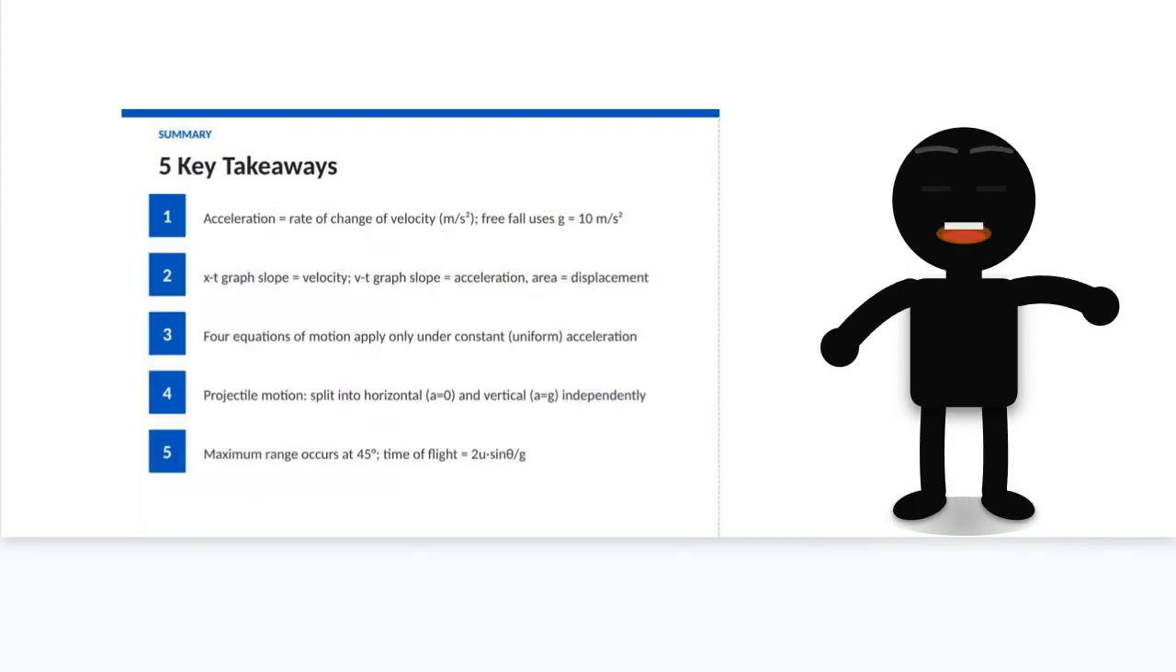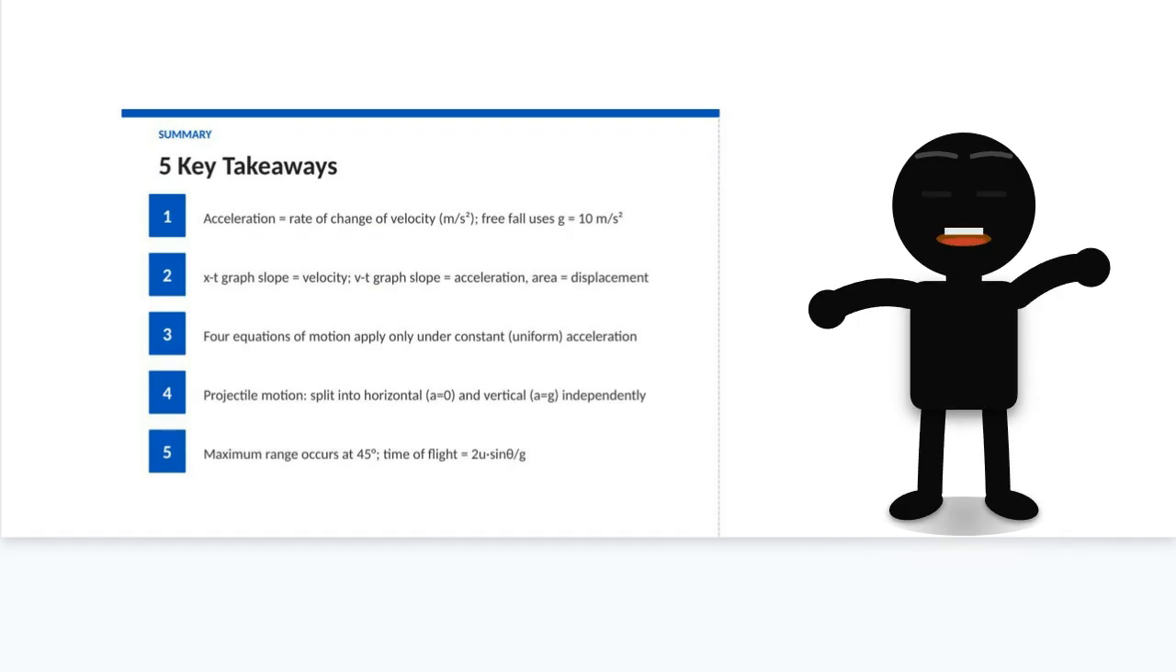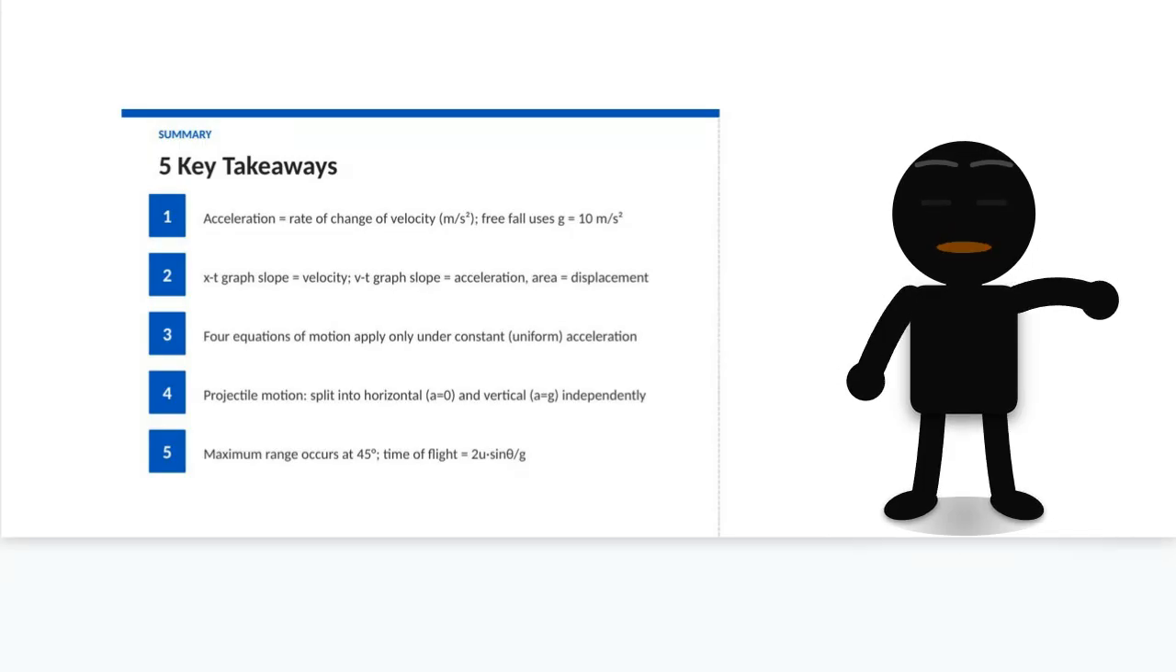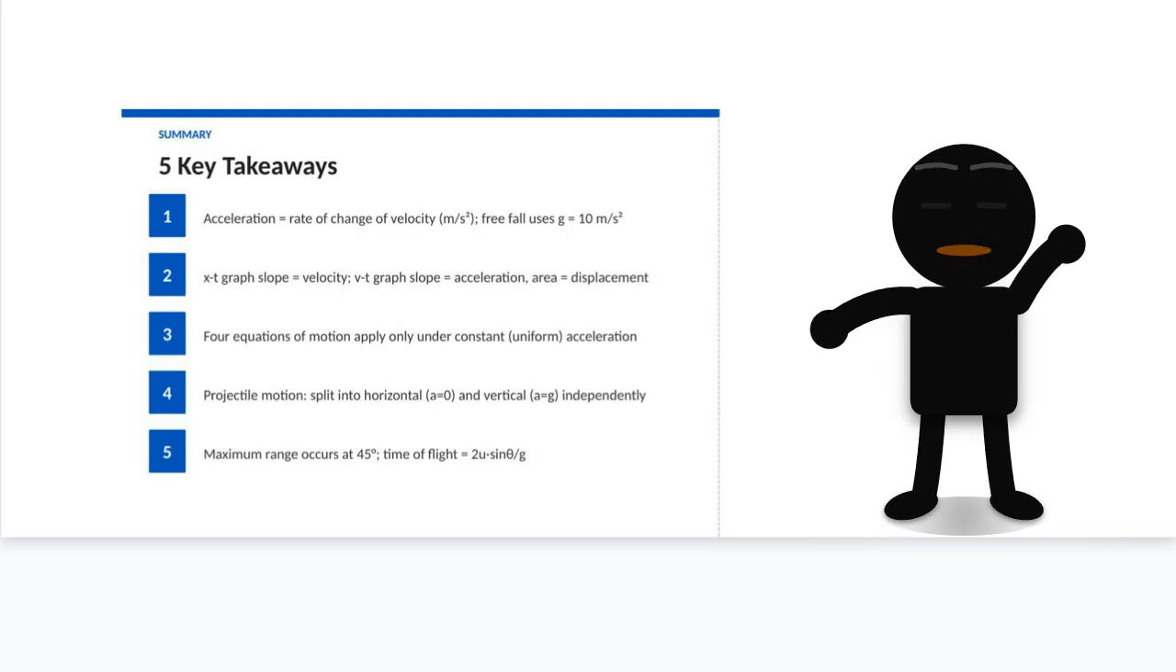Let us wrap up lesson P003 with the 5 things you must walk away knowing. 1. Acceleration is the rate of change of velocity, measured in meters per second squared. 2. On a position time graph, slope equals velocity. On a velocity time graph, slope equals acceleration and area equals displacement. 3. The 4 equations of motion are your toolkit, but they only work for constant acceleration.